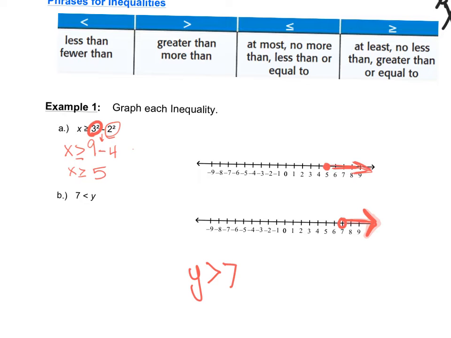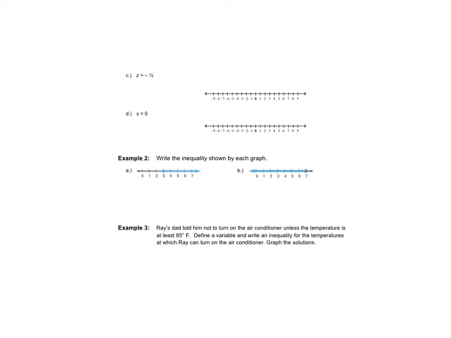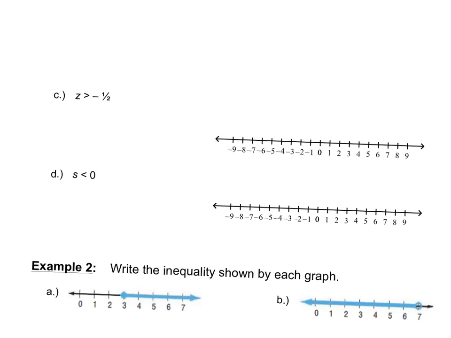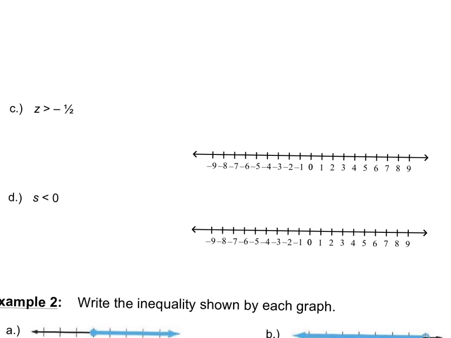It doesn't include it. Okay, for the examples, all we're doing is graphing here, so this is pretty straightforward. z is greater than -1/2. Your job is to go to the -1/2. Well, if this is 0 and this is -1, -1/2 is right in between. -1/2 is right here.